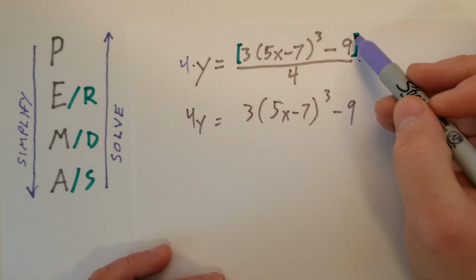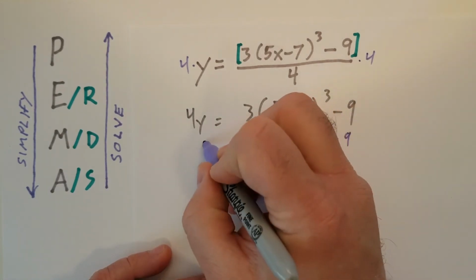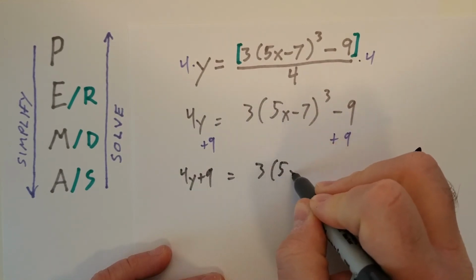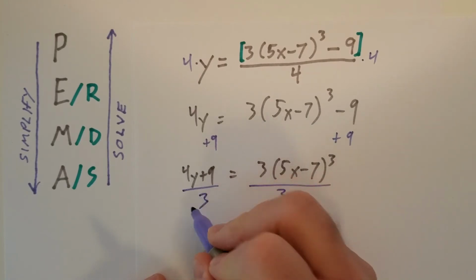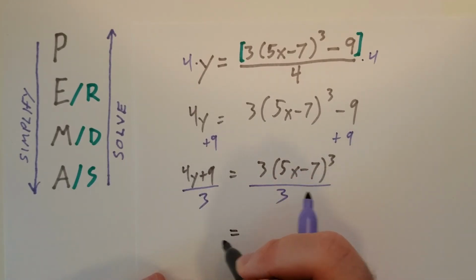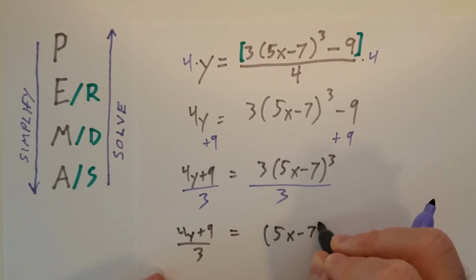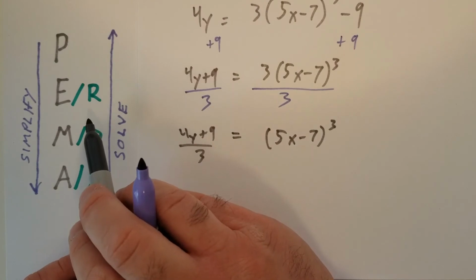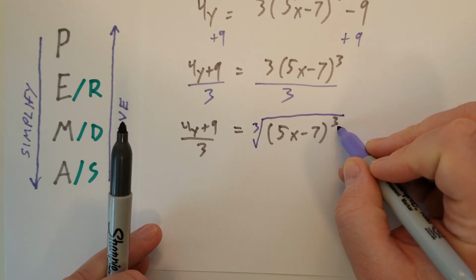And now we open up the bracket, so we're starting at the bottom again. Is there any addition or subtraction to undo? Now, is there any multiplication or division to undo? Now, are there any exponents or roots to undo? Third root will get rid of a third power.